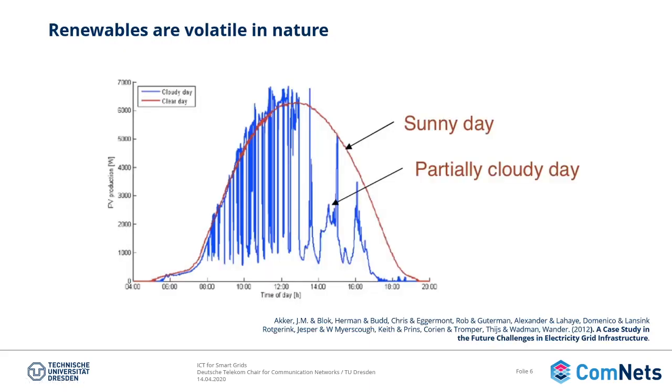Now, there is, however, a problem with relying on renewables in power generation. And it is the fact that these sources of power are volatile in nature. Now, what is the definition of the word volatile?